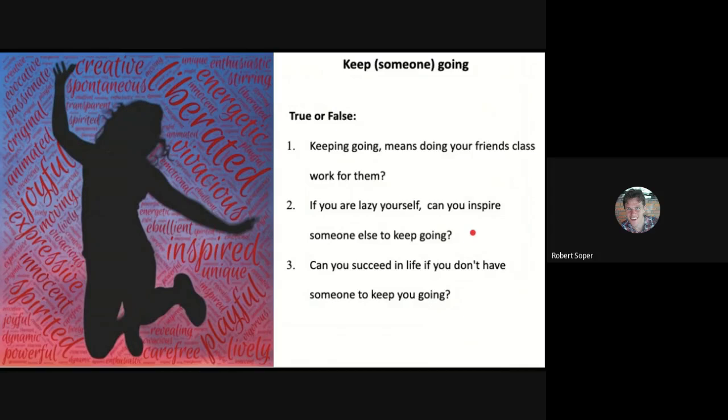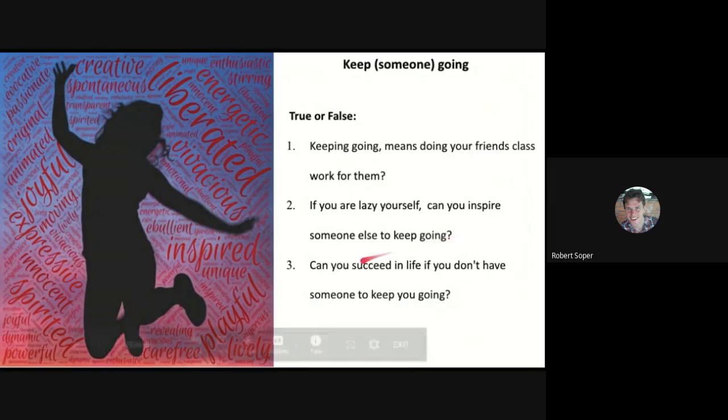So if you are lazy yourself, you don't like to try things, you often give things up, then you might find it difficult to inspire someone else to keep going because you're a bad example of someone who keeps going. But again, I said this is kind of true when it's about your friends or people who know you. If the person doesn't know you and doesn't know you're lazy, well, then you might find it is successful. You might find that your words of support are just enough to get them to keep trying.